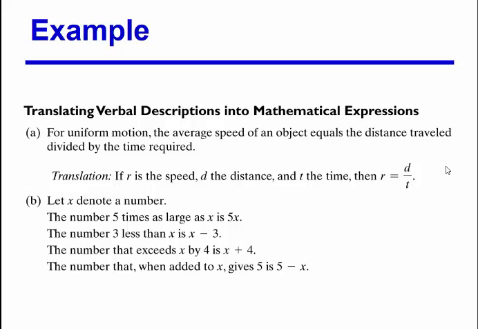So for uniform motion, the average speed of an object equals the distance traveled divided by the time required. So the translation is that if r is the speed, d is the distance, and t is the time, then r is equal to d divided by t.